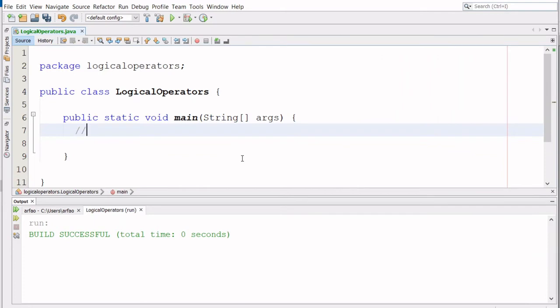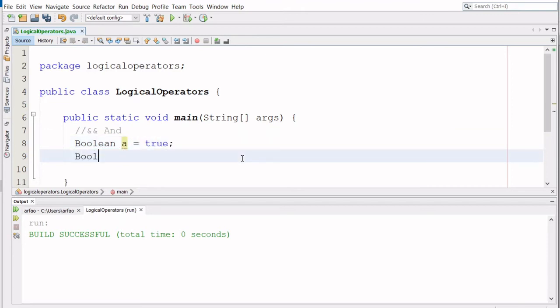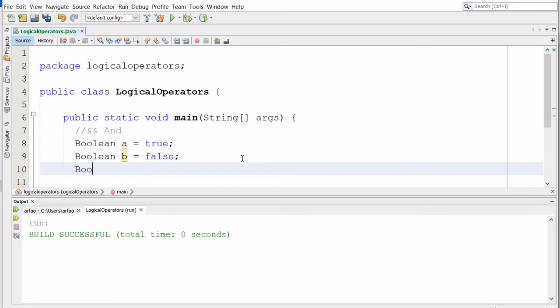Okay, so let's start by practicing the AND operator. Like we said earlier, the AND operator needs both sides of the expression to be true in order for the outcome to be true. If one of the sides is false, the outcome should be false. So for this, let's create 3 Boolean variables. Let's say Boolean A equals true. And let's create a second one, Boolean B equals false. And let's create Boolean C and make it equal to true.